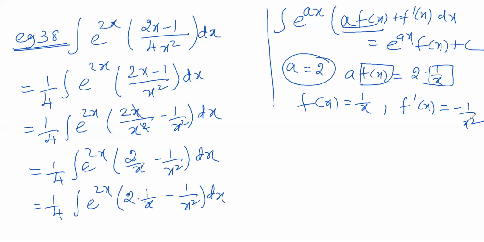So it is of the form e power ax into a f of x plus f dash of x dx. So the formula is e power ax into f of x plus c. So we'll have 1 by 4 into e power ax, e power 2x, into f of x. What is f of x? 1 by x plus c, which we'll be writing here as 1 by 4 into x, that is 4x into e power 2x plus c.